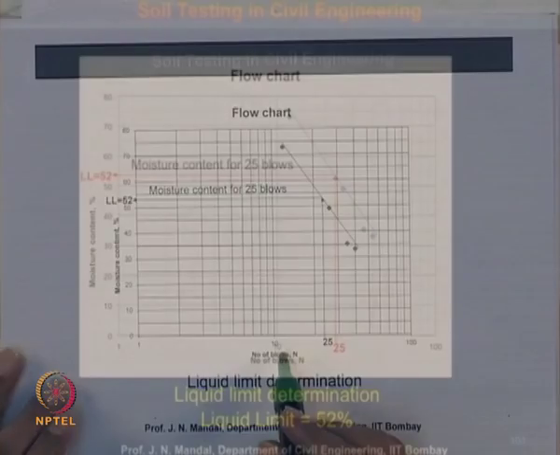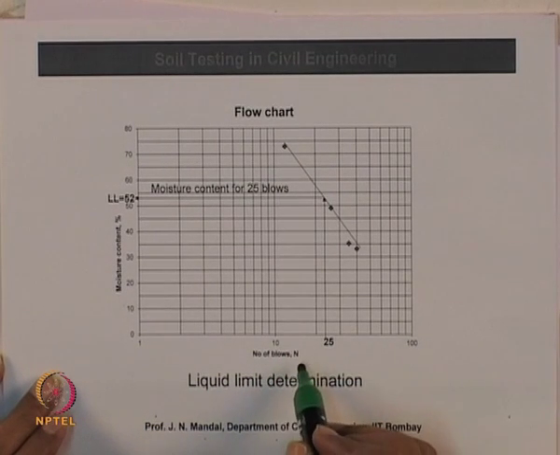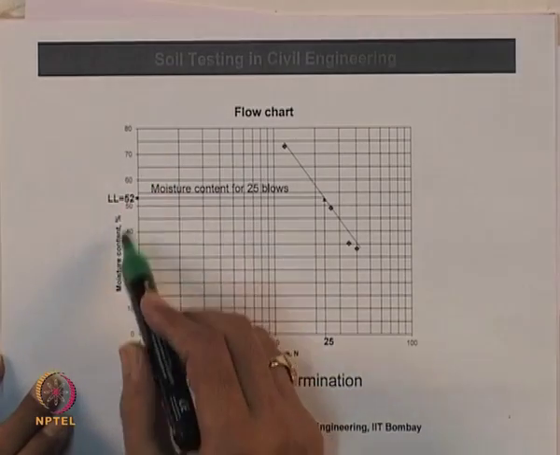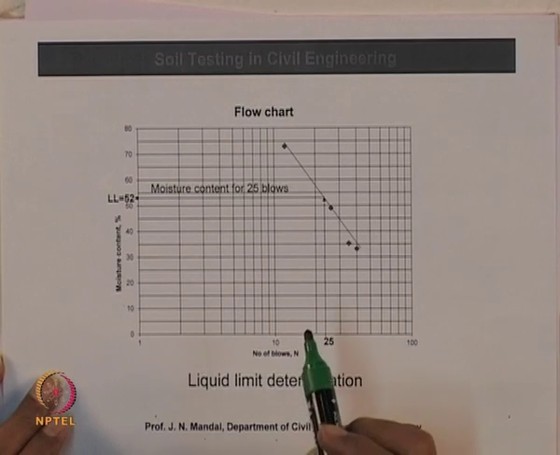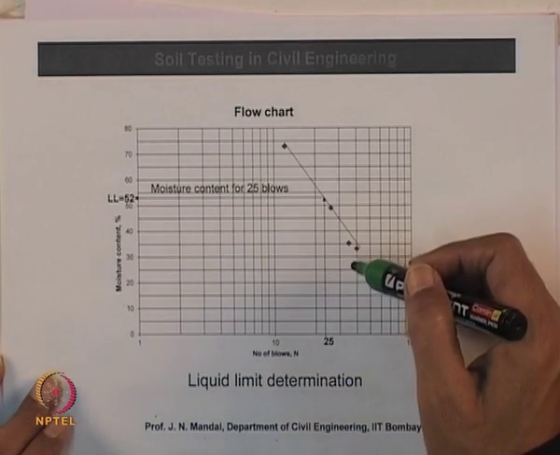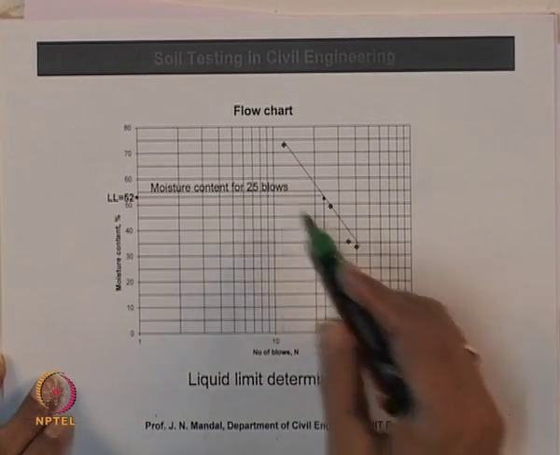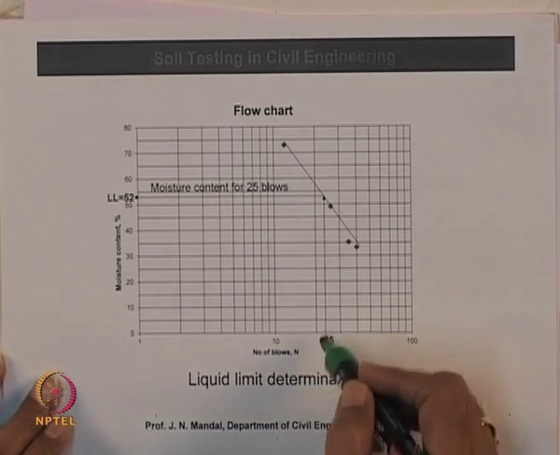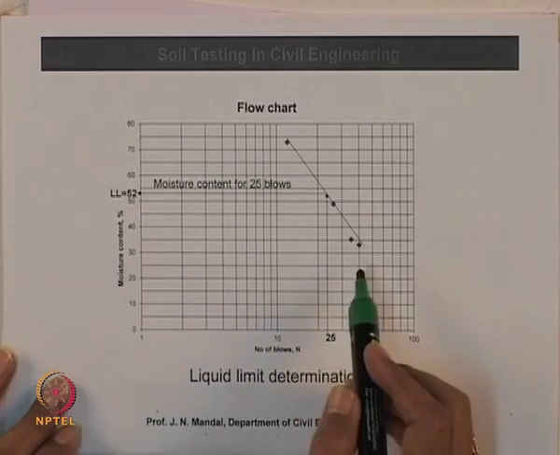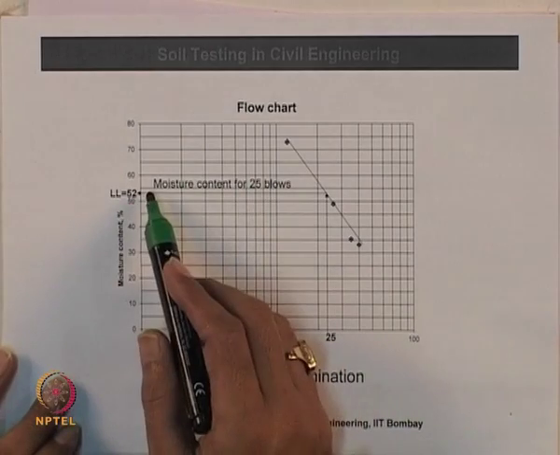This is for the liquid limit determination. This is the number of blows, N, and this is the moisture content in terms of percentage. You know how many blows you have given. It is known to be between 10 and 40 blows, and then you have determined the corresponding moisture content. So, you know this moisture content.